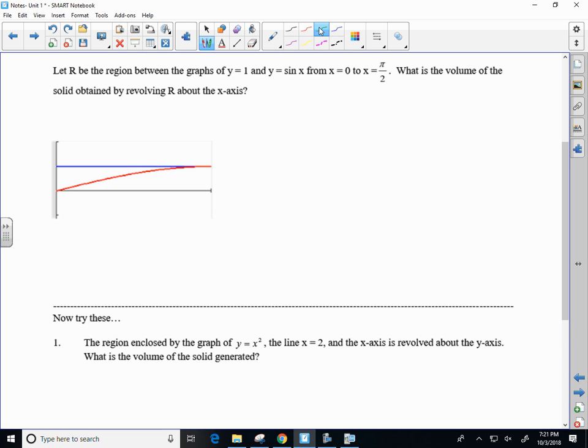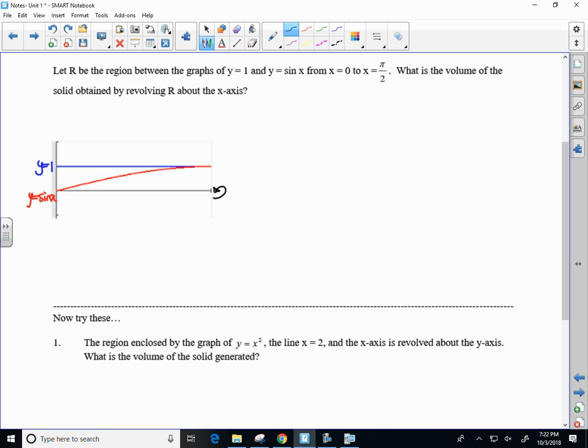So the region between the graphs of y equals 1 and y equals the sine of x. So that's all this stuff here. I'm going to unshade this in a second, like that. But that's really what it's talking about. That region is getting spun around the axis.